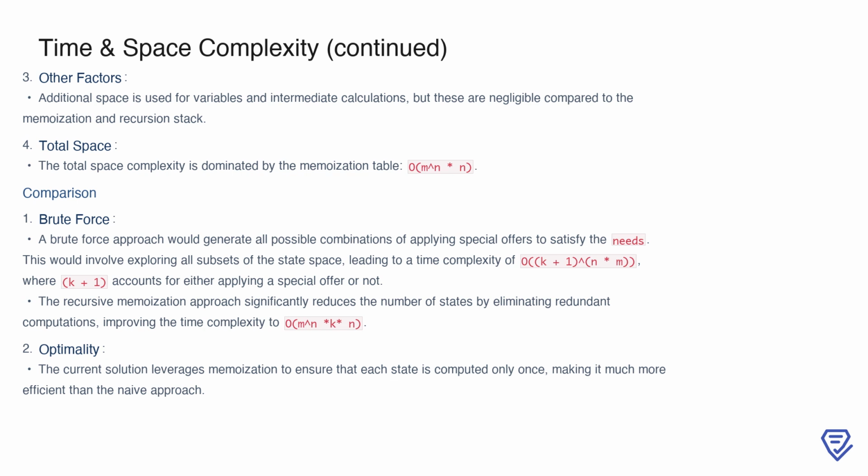Comparing this approach to a brute force solution highlights the efficiency of our algorithm. A brute force approach would involve generating all possible combinations of applying special offers to satisfy the needs. This would require exploring all subsets of the state space, leading to a time complexity of (k + 1)^(n*m), where k + 1 accounts for either applying a special offer or not. In contrast, our recursive memoization approach avoids redundant computations and reduces the number of explored states, achieving a significantly improved time complexity of m to the power of n times k times n. This optimization is key to making the solution practical for larger inputs.